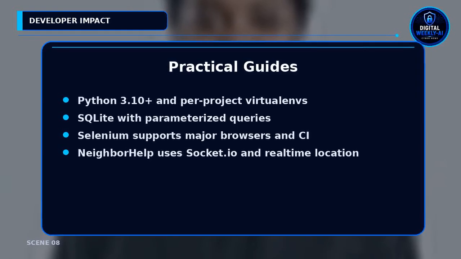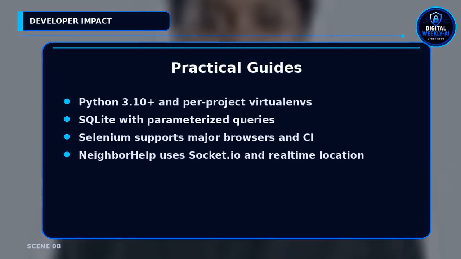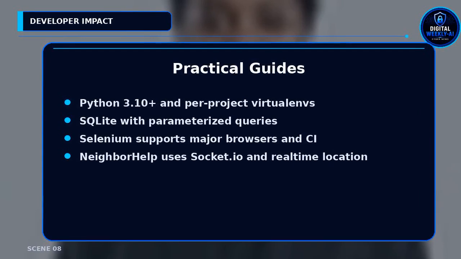Practical how-tos appeared this week. A Python environment guide recommends Python 3.10 or higher, use a per-project virtual environment, and capture dependencies in requirements.txt. A finance tracker uses Python and SQLite with parameterized queries to prevent SQL injection. Selenium supports major browsers and CI integrations. Neighbor Help shows real-time location and Socket.io chat for prototyping.